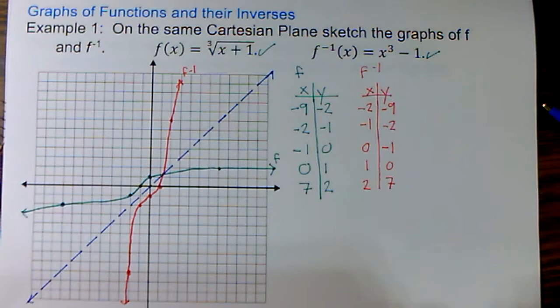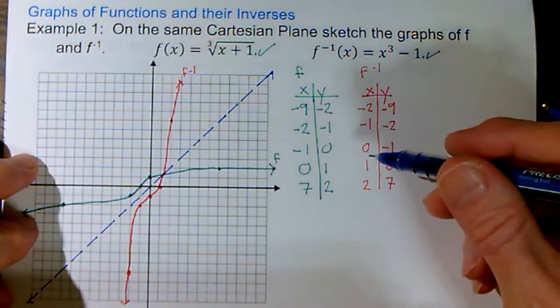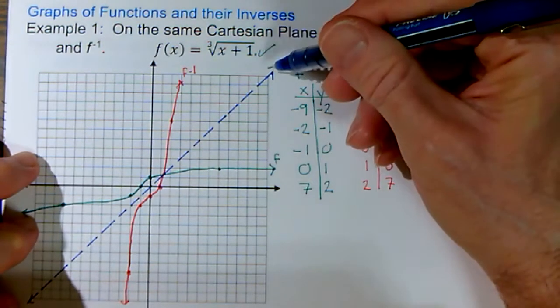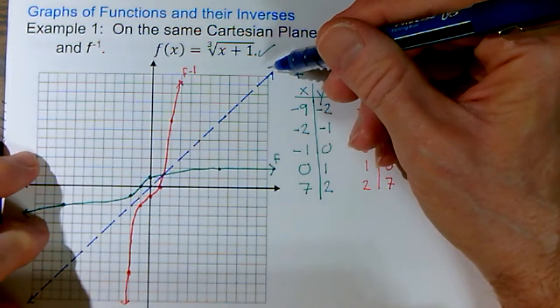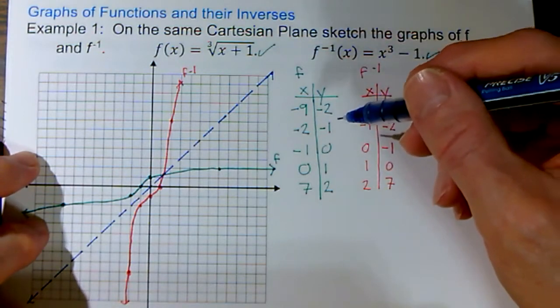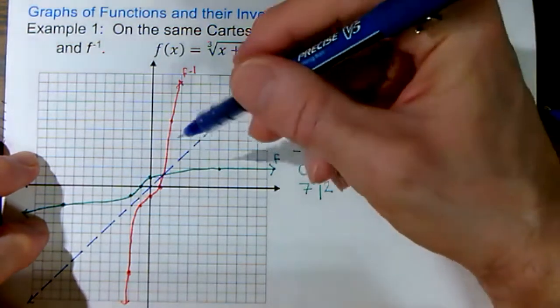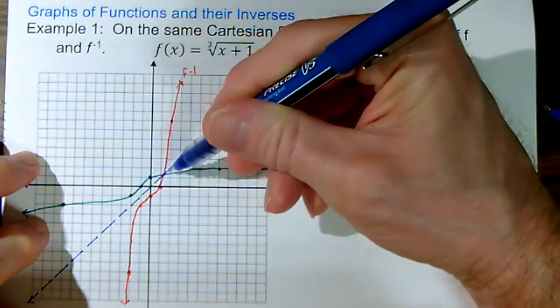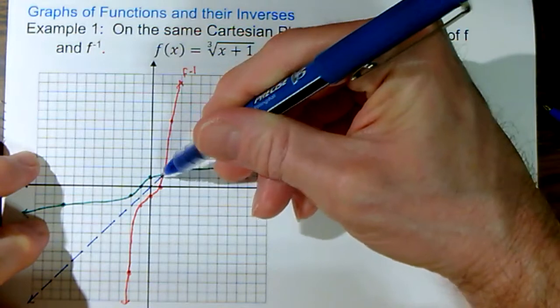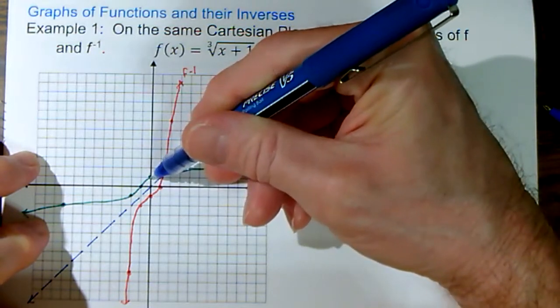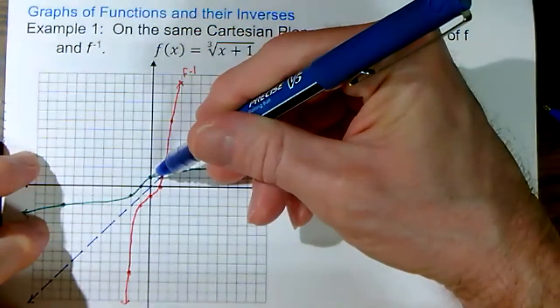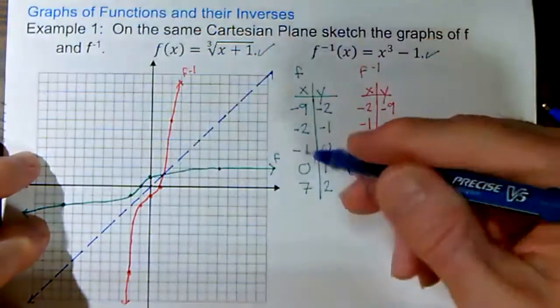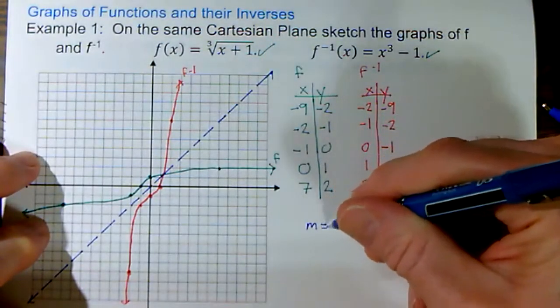This will actually be typical of graphs of functions and their inverses. This is an interesting line. Let's talk about this line. So if you notice how the line moves from, say, this point right here to this point right here, it goes up 1, over 1, rise of 1, run of 1. That line has a slope of 1.